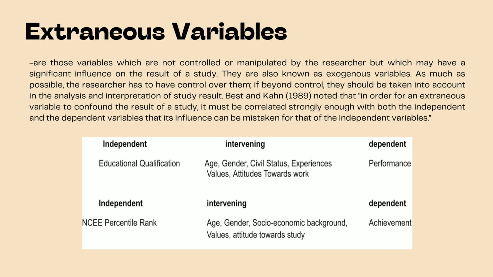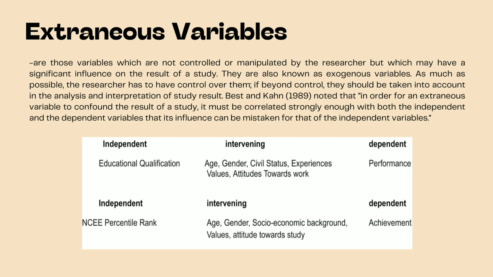Bess and Kahn, 1989, noted that in order for an extraneous variable to confound the result of a study, it must be correlated strongly enough with both the independent and the dependent variables that its influence can be mistaken for that of the independent variables. Dili sa extraneous variables kay dili siya ma-controlled or ma-manipulated by the researcher, but as much as possible dapat gid siya ma-control.